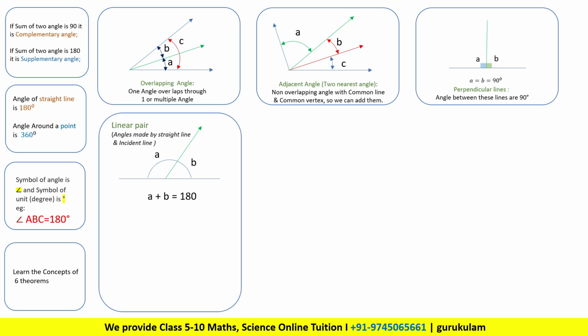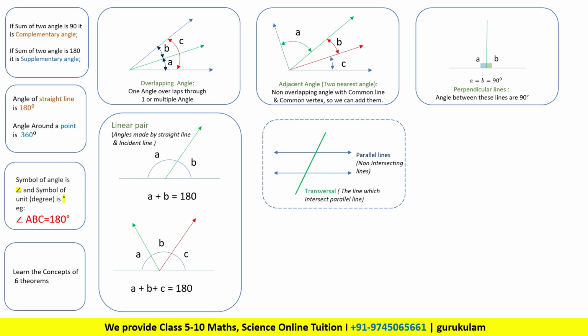Now let us learn about linear pair. We have already studied that a straight line has an angle of 180 degrees, right? So basically linear pair means what? If a straight line is intersected by another line, this angle plus this angle will be 180 degrees. If we have multiple angles also, the same condition applies. This is a straight line. Two lines are intersected here. So this angle plus this angle plus this angle will give us 180 degrees.